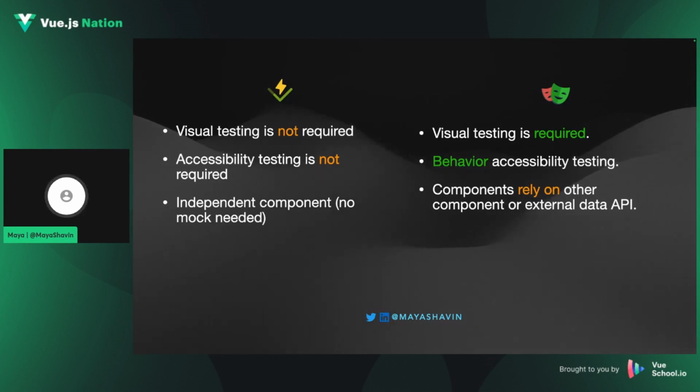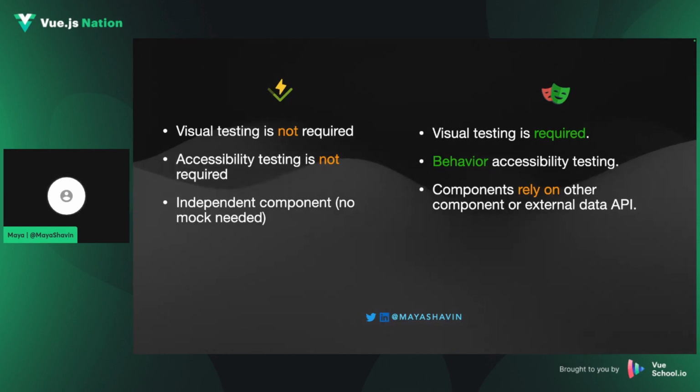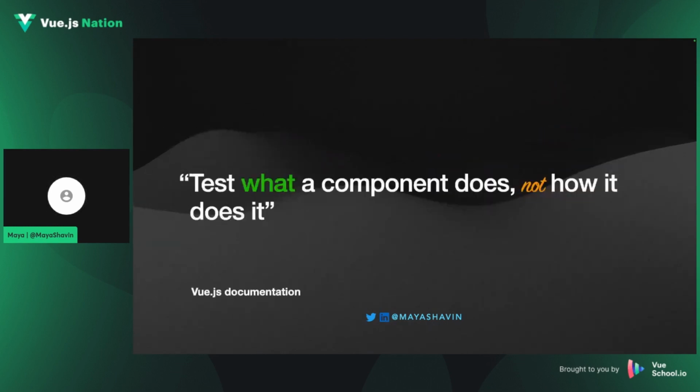And based on that, which one are we going to choose? For Vitest, we use it if visual test is not required, accessibility tests are not required, independent component, no mock, or very minimal mock needed. For Playwright, if you need mock, you shouldn't need mock. We should use it if visual testing, behavior, or accessibility testing is required, or for components that rely on other components, external data, or API to test. And that's it. Lastly, remember to test what the component does, not how it does it, and don't overkill it.